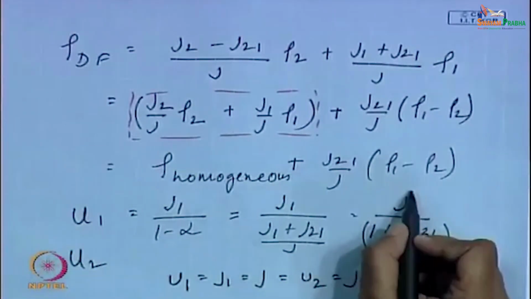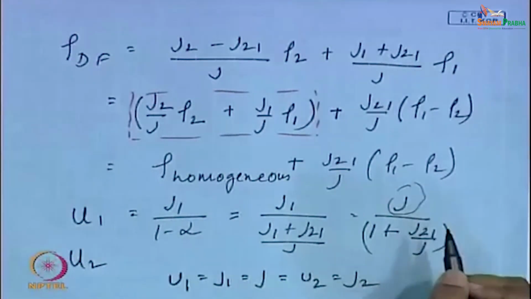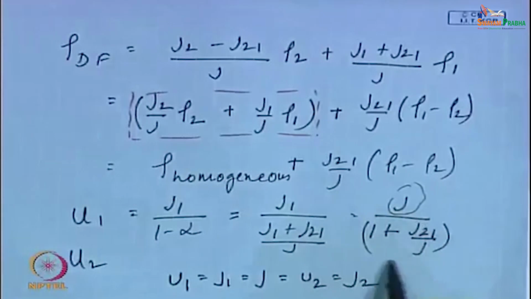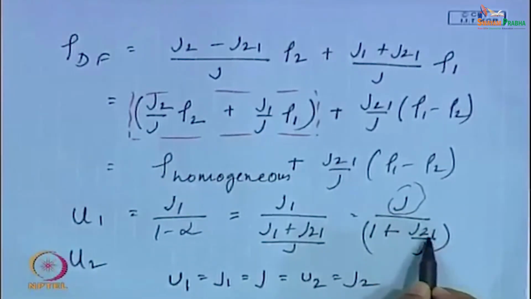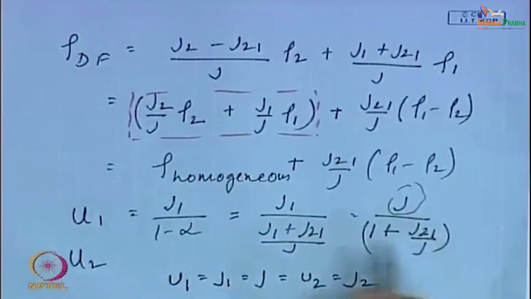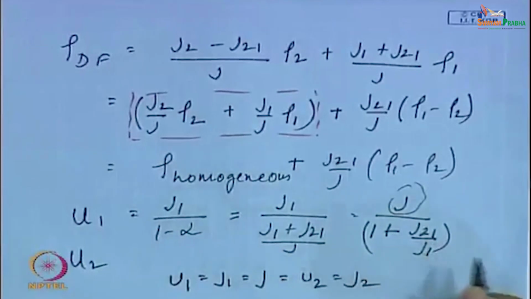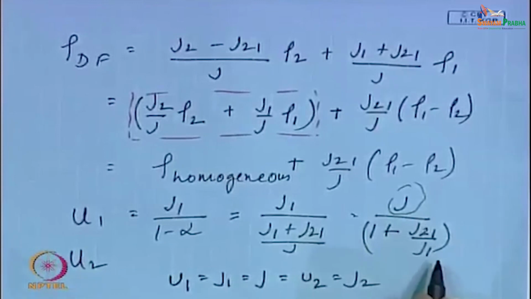From the drift flux model, what do we get? We get u1 is the homogeneous velocity divided by a correction factor, again which is a function of j21. In this case, it is in a slightly different form. j21 by j1. Sorry, j21 by j1, very sorry.